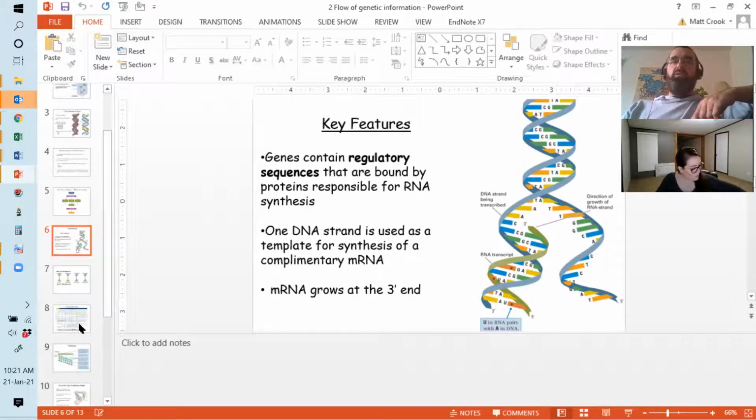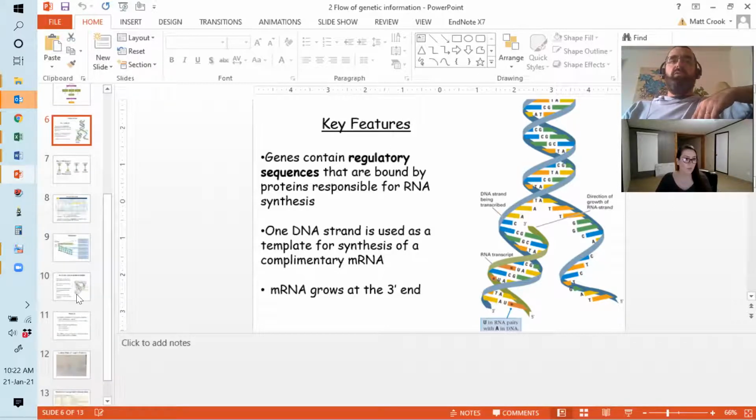Okay, so I tend to bounce around a little bit in these PowerPoints when I'm talking, because teaching isn't necessarily a linear process. So hopefully I don't lose you in doing so.